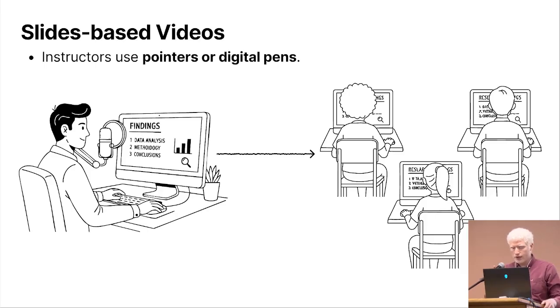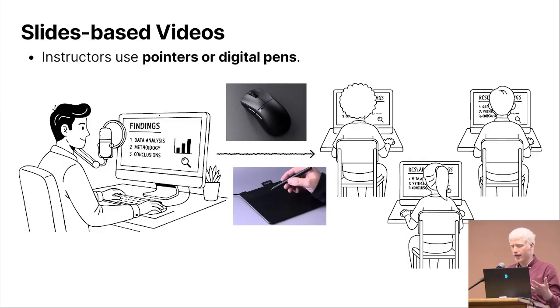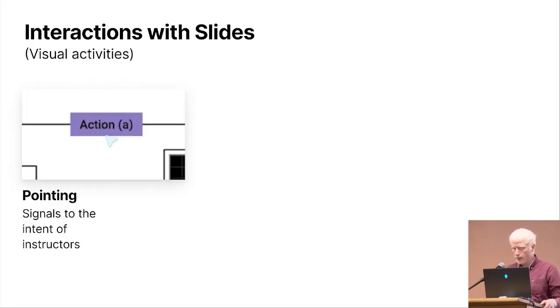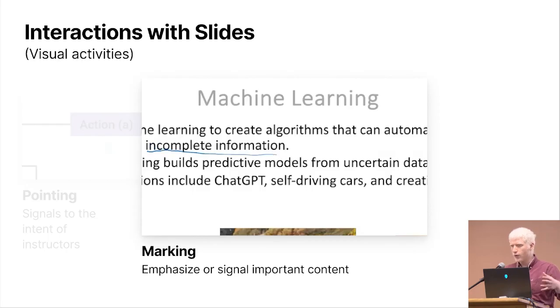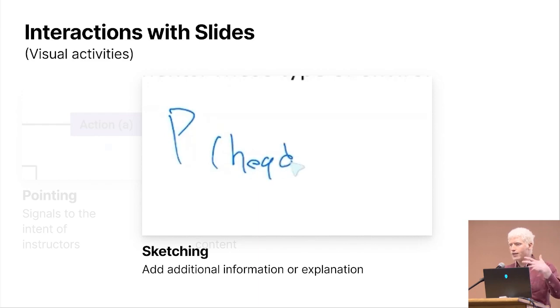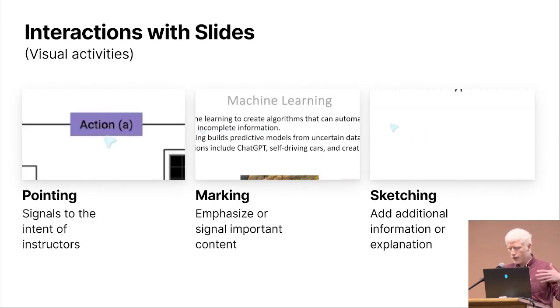So a lot of instructors use, for example, pointers or digital pens to communicate their intent to the students. For instance, instructors can use pointing actions to point to different parts of the slide to convey their intent, or they can use marking actions to emphasize certain portions of the slides. Moreover, they can use sketching to add additional content to the slide and explain different concepts to students. So using these three methods, pointing, marking, and sketching, instructors can communicate with the students.